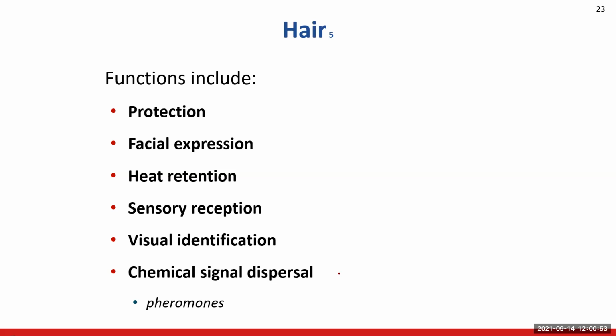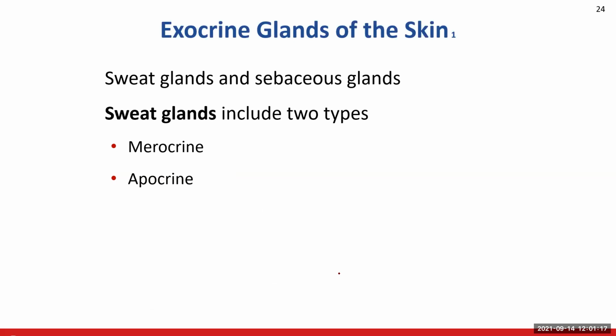Then chemical signal dispersal with our pheromones. When we reach the age of puberty and we start to produce certain excretions from some of our glands, right? Some of those secretions will go onto the hair, and then when they dry, or evaporate off of the hair and into the air, that will help with the pheromone distribution.